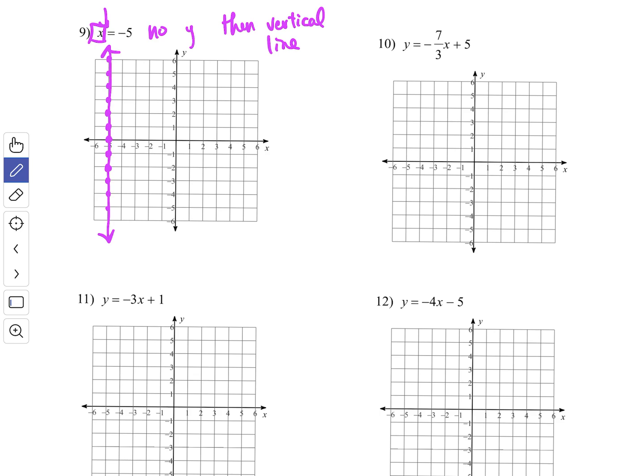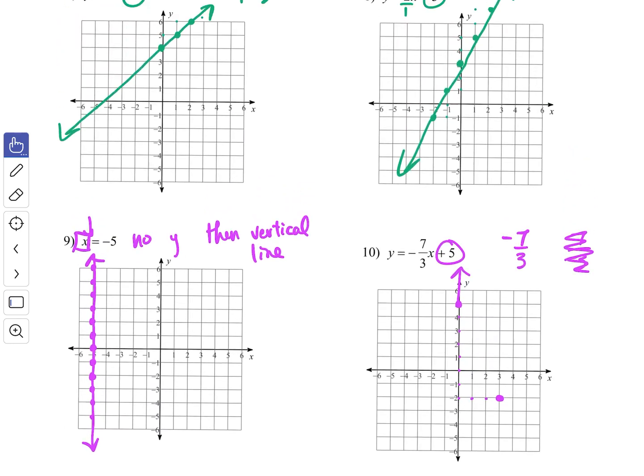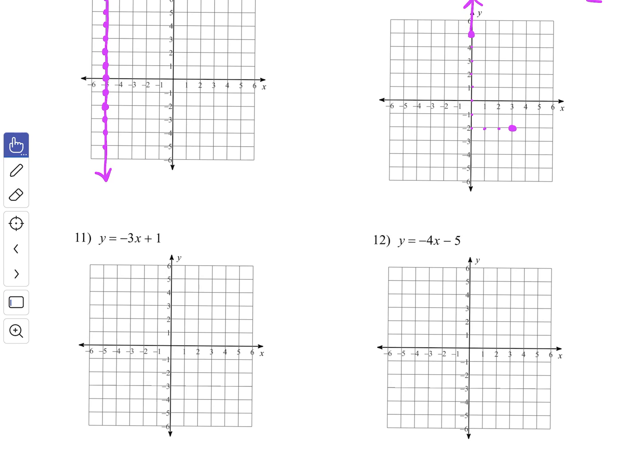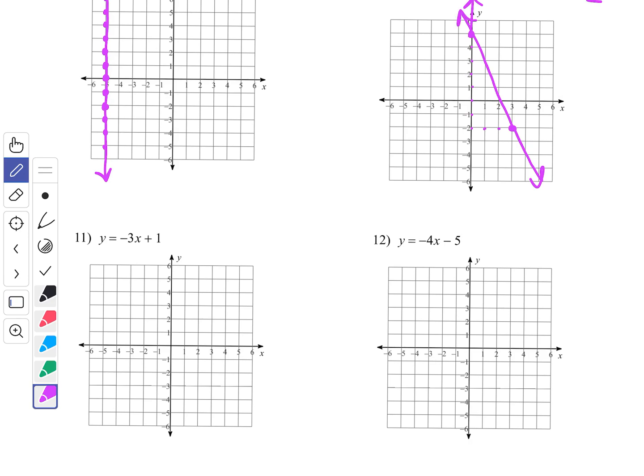So you want to pay attention to that. Number 10, start at 5, slope of negative 7 over 3. So I could make it again 7 over negative 3, but up 7 wouldn't really help me out too much, would it? So instead, we probably just want to go down 7 to the right 3. Now, because our linear equations are just straight lines, really I only need 2 points, and that's enough to graph it. So I could just use those to graph my line and call it good.